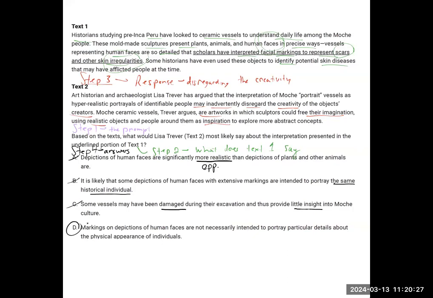And then D, the markings are not necessarily intended to portray details. In other words, they're creative. And that was indeed the main gist of text two. And so the answer here is D.